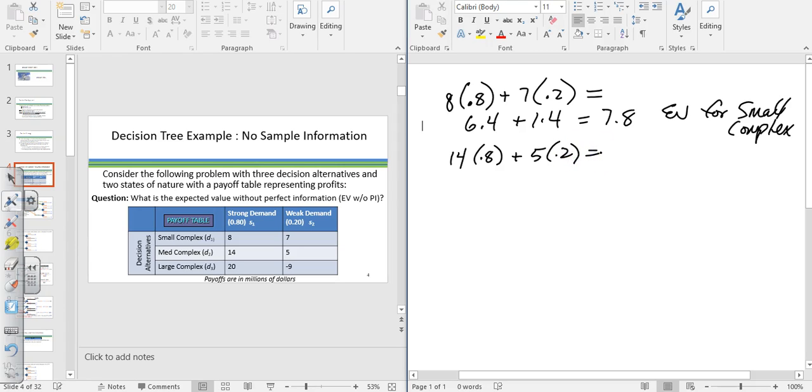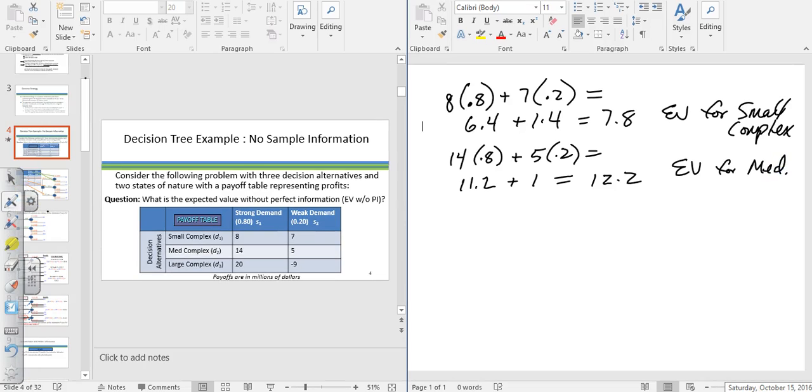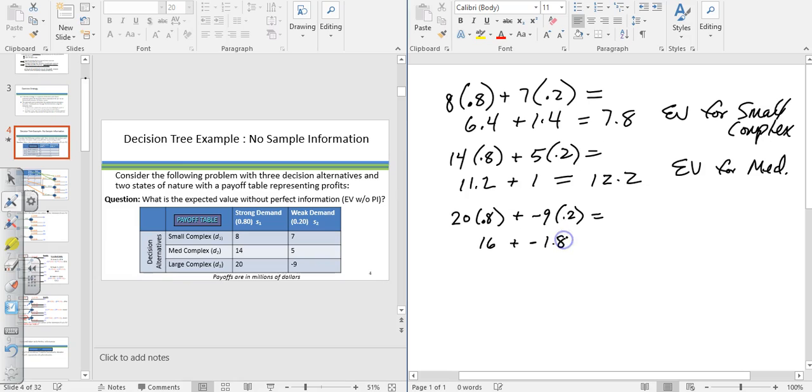It's going to be a little harder to calculate, but it should be 11.2 plus 1 is 12.2, and that's the expected value for medium. Okay, then we have 20 times 0.8 plus a negative 9 times 0.2. So 20 times 0.8 is 16 plus a negative 1.8 is 14.2. That's the expected value for a large complex.